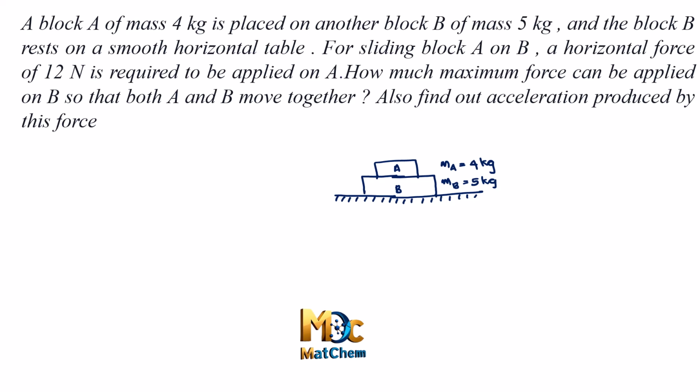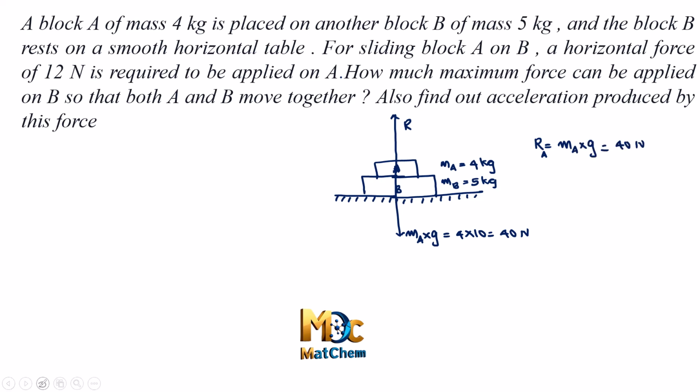That means in order to slide or move the block A, we need to apply a force of 12 Newton. Since the block A has a mass of 4 kilogram, due to acceleration due to gravity, the weight will be acting downwards. That is mass of A into acceleration due to gravity, 4 into 10, that is equal to 40 Newton. There will be a normal reaction acting vertically upwards. We know that the normal reaction R A will be equal to M A into g, that will be equal to 40 Newton.